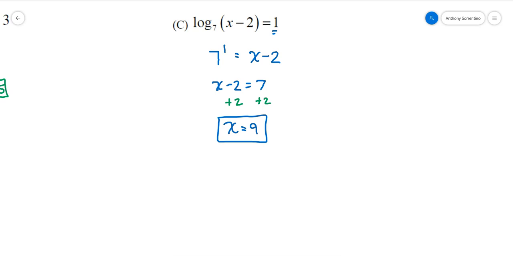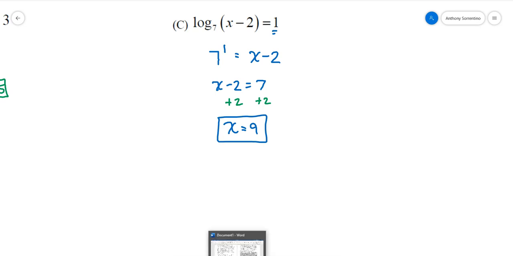The easier ones don't really have much chance of having extraneous solutions, but you should always be aware that you should double check. Log base 7 of 9 minus 2, well, 9 minus 2 is 7. The log base 7 of 7 to the first is 1, so it does work. So it's not extraneous.